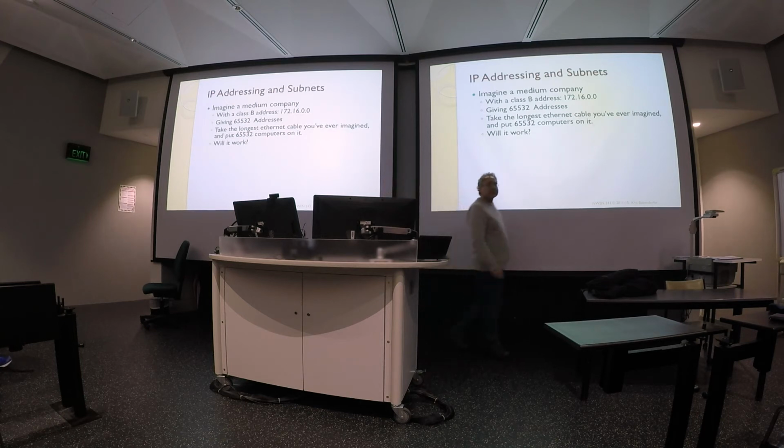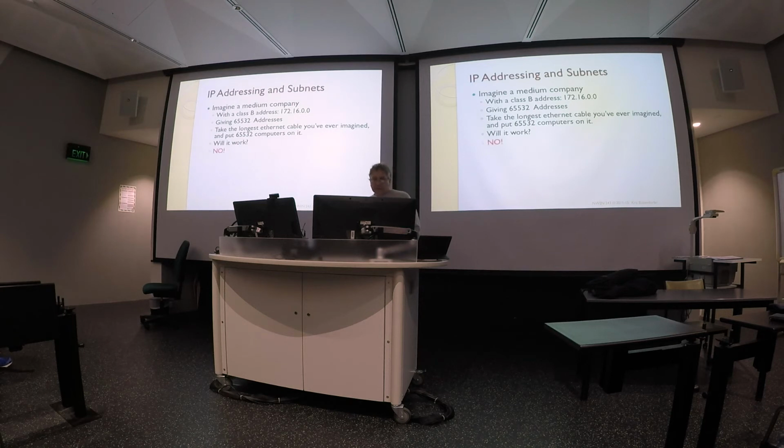Okay. Now, imagine you're a medium-sized company. You've been given a Class B address. This gives you 65,532 possible addresses that you can use for the individual machines. If you take the longest piece of wire that you can imagine, we call it an Ethernet cable, and put 65,532 computers on it, it won't work. You'll have too much signal loss, you'll have too much reflection, it physically will not work, even if you'd like to think it will logically work. And from a collision point of view, you wouldn't get any traffic anyway. So, you know, there's gotchas everywhere.